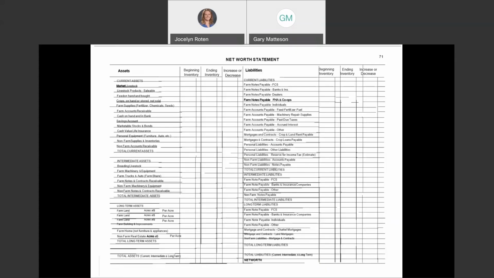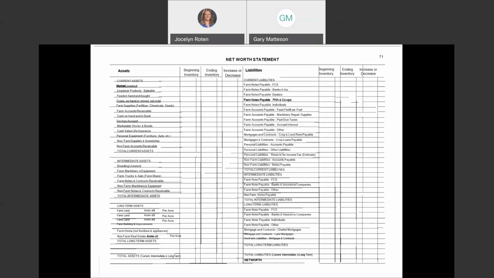Now, what I showed you was a very simple balance sheet. What you're probably going to get from a lender or see online is a much more complicated looking net worth statement that has all sorts of lines and things on here. Well, you don't necessarily have all of these things. Non-farm notes and contracts receivable. Oh my gosh, what the heck is that?